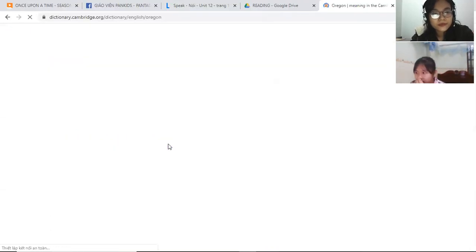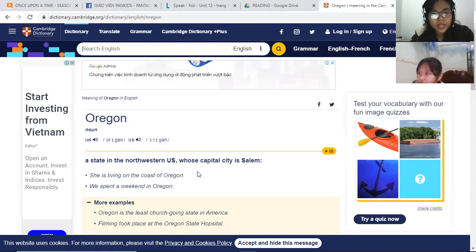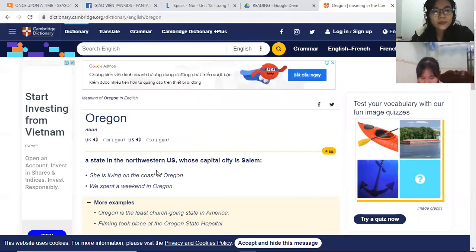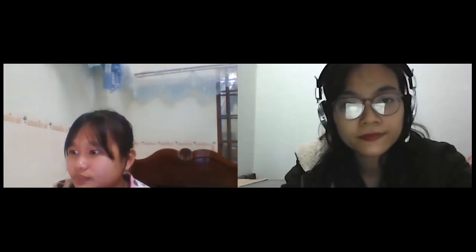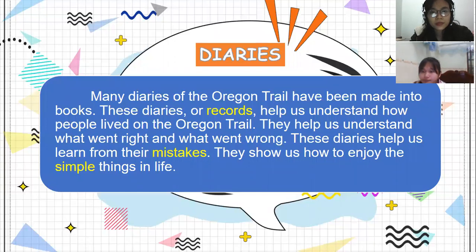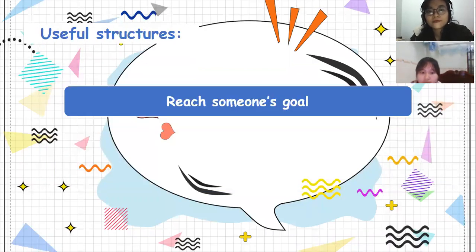This one. The state in the northwestern US. The capital city is Salem. Okay, this one is the name of the state, of the country. Okay, let's get back here. The diaries of the Oregon Trail. Okay, so next one. We have some structure here. What is this here? Do you know the goal?